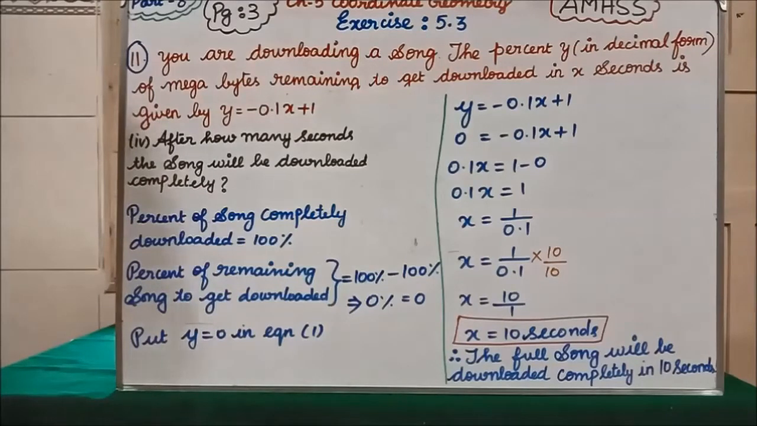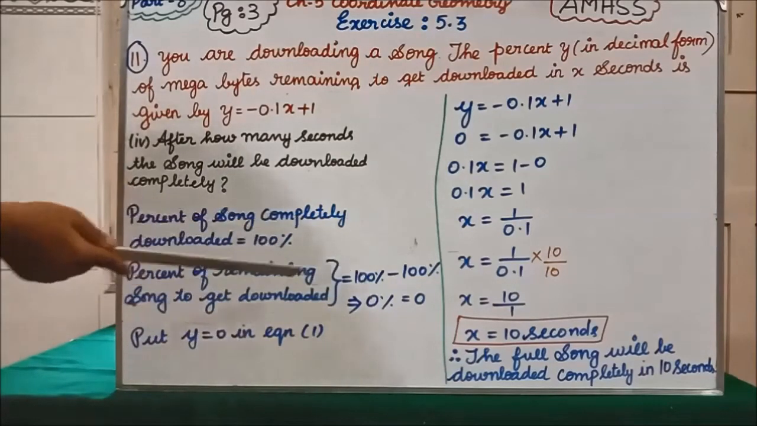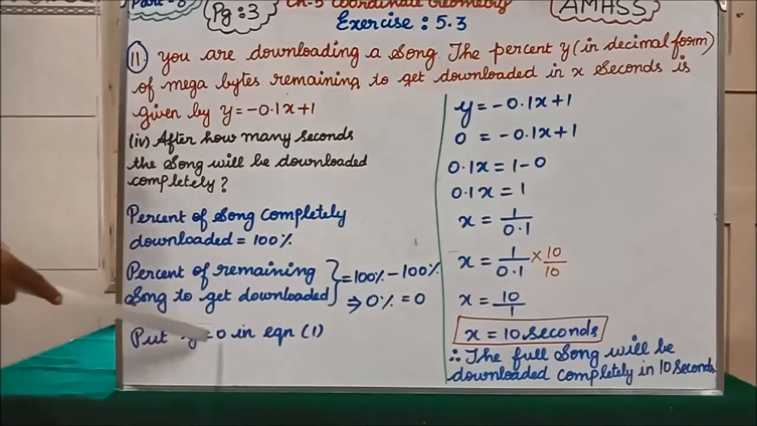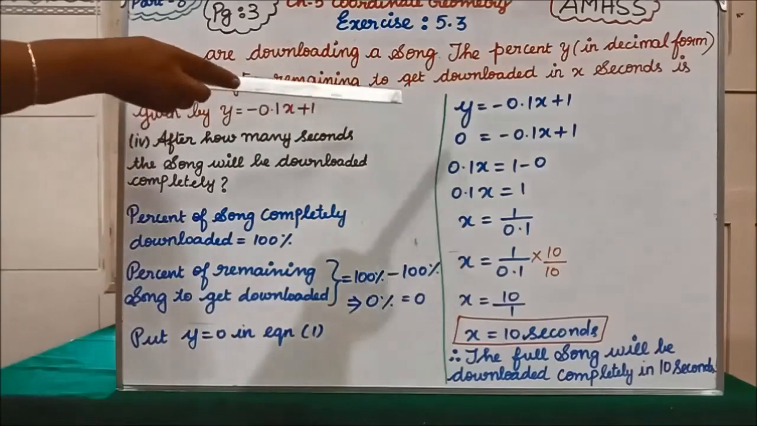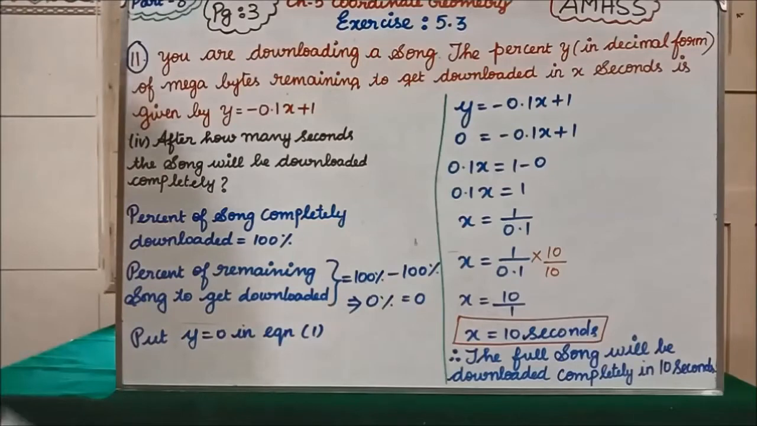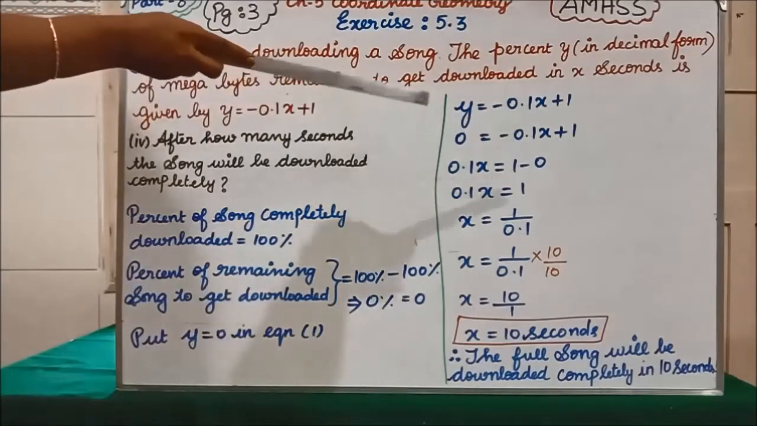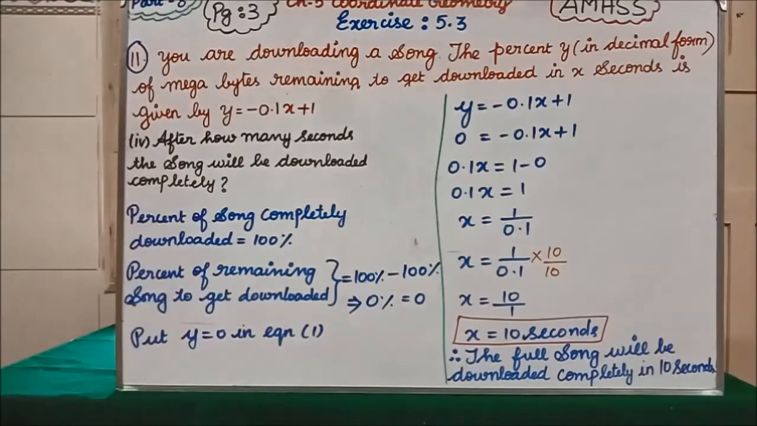That is 0 only answer. So yet to be downloaded, we are denoting by y. So now y equals what? 0. Clear? So y equals 0 we have got. We have to substitute in equation 1. What is our equation? y equals minus 0.1x plus 1. So in the place of y you put 0: 0 equals minus 0.1x plus 1.